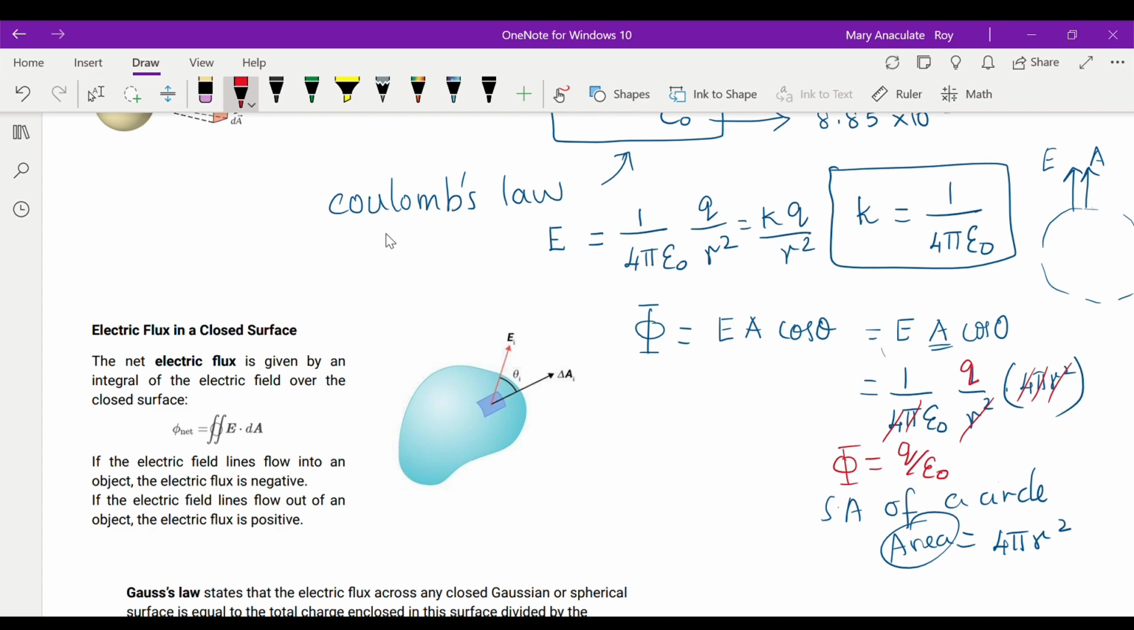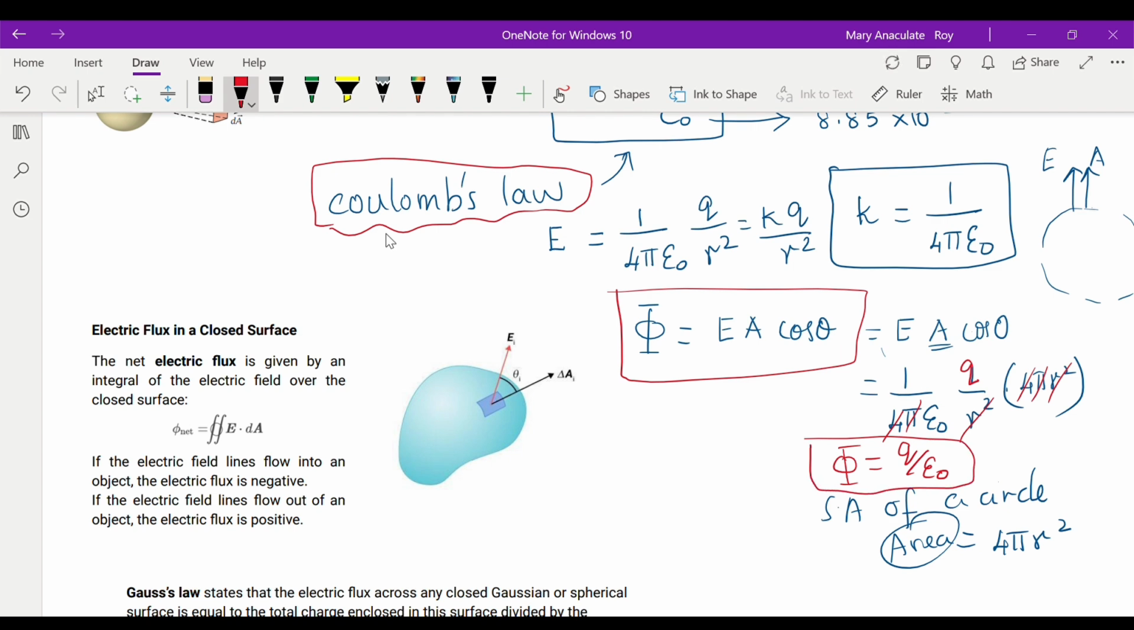So this is deriving Gauss's law by using Coulomb's law and the basic formula for electric flux. We end up with the same formula for a closed surface. For a closed surface, the electric flux is equal to the Q net, the charge enclosed, over epsilon naught.